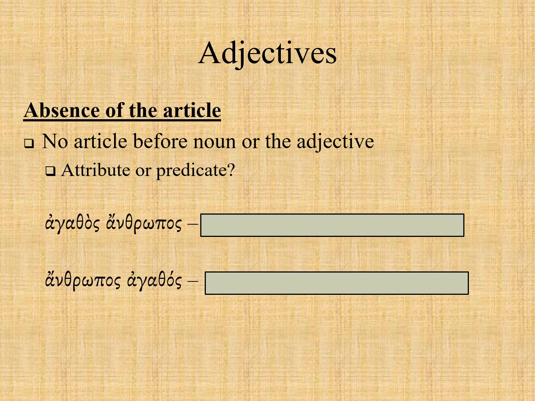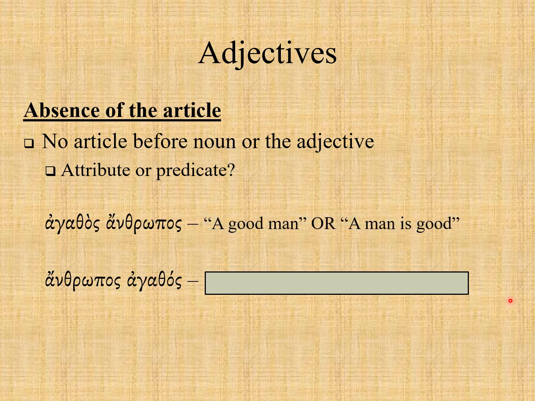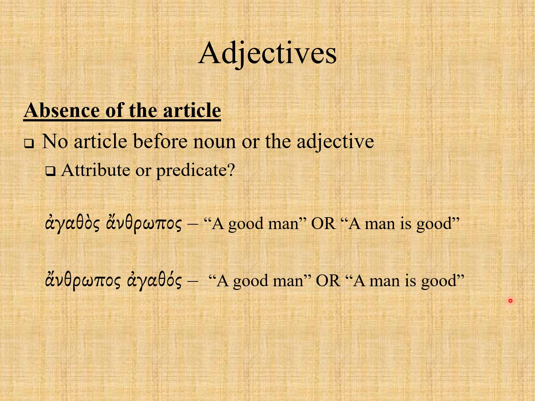So let's take this example. Agathos anthropos. Or we can flip the word order, as is often the case in Greek. You can flip the word order in a very free way. So how should we translate agathos anthropos or anthropos agathos? It can actually be translated as a good man or a man is good. So in the same way, anthropos agathos, a good man or a man is good.